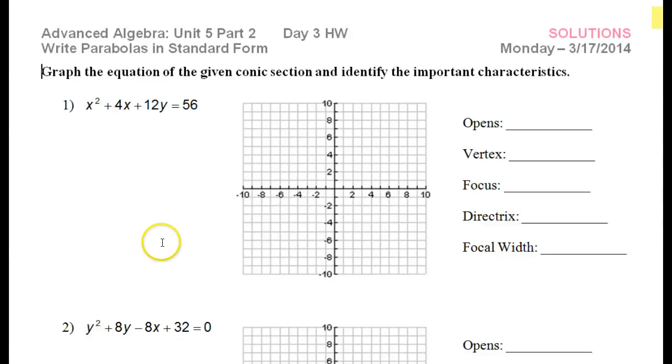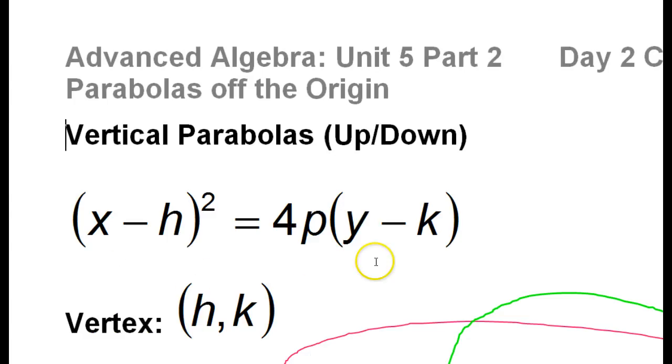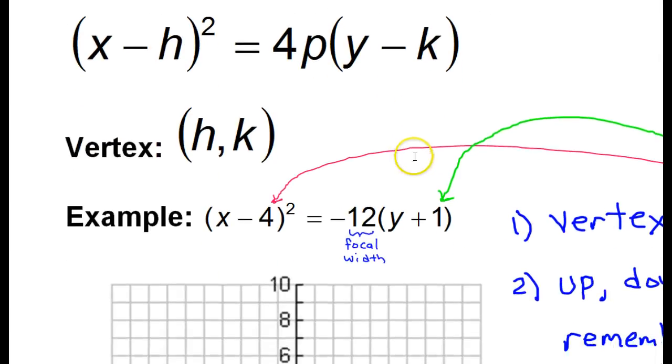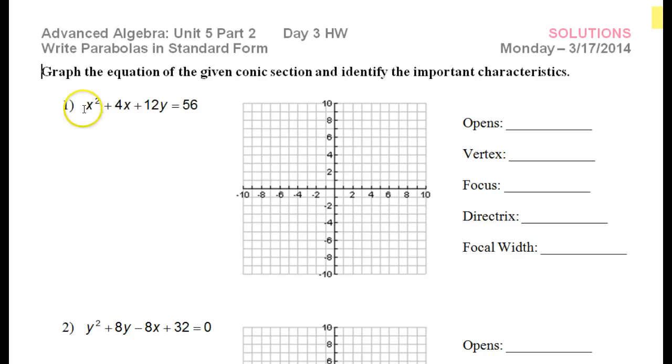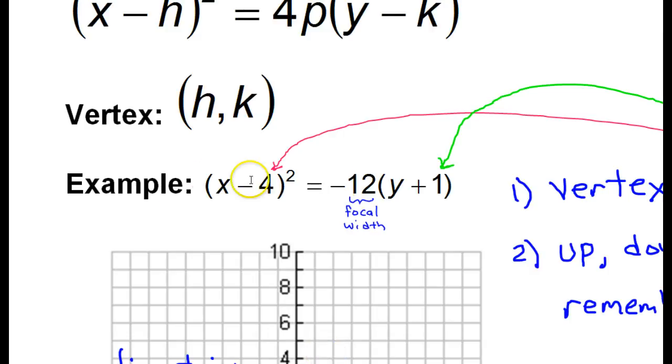Alright, in this lesson we will continue our work with parabolas, but we're going to be working on changing forms from general form, which is what you see here with no parentheses or anything, to standard form, which is what we've been working with when you have your parentheses like this, and you can see the vertex is H and K. This is standard form, and here's an example of a parabola written in standard form. So we're going to be going from equations like this to equations like this.